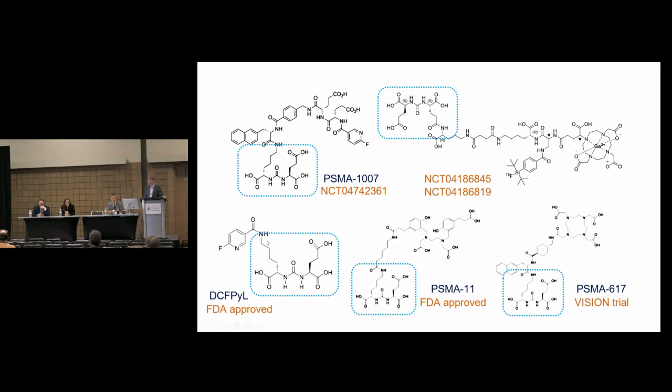And this is the one that people are going to be most familiar with. It's going to be most widely available. It's fluorinated and easily distributable, although PSMA 11 is becoming available around the country as gallium generators get installed to make this. PSMA 1007, this is in phase 3 clinical trials.